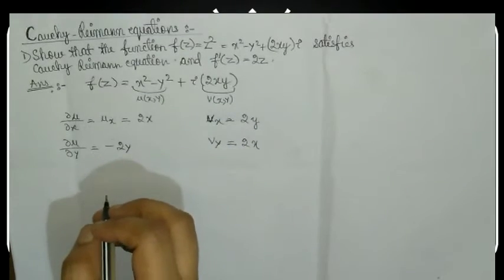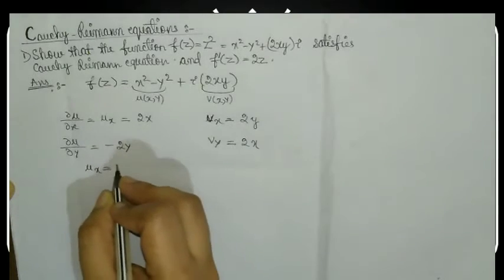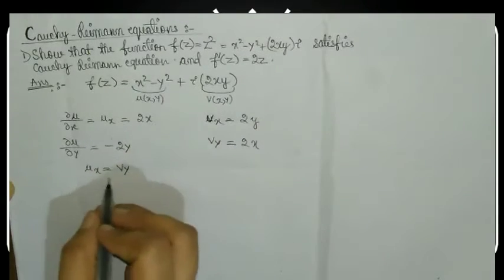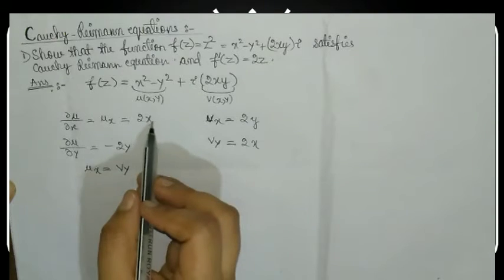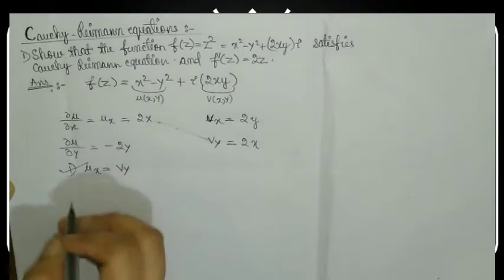Now according to the Cauchy Riemann equation, ux must be equal to vy. So here from this we can see that these two are equal. So yes, the first equation is satisfied.